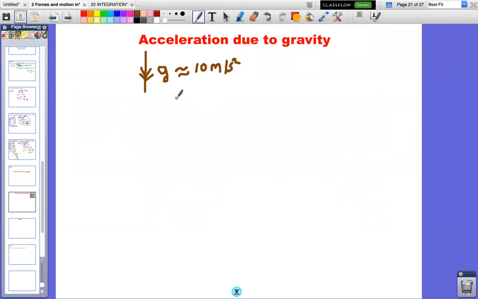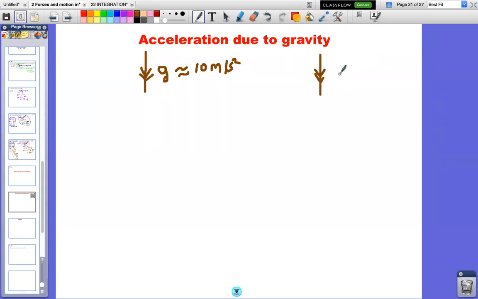I know in physics, those who study physics, we use 9.8, but in your math paper, it's always going to be 10. If you use a different value, you'll get your answers wrong. So always approximate it to 10. Take g to be 10, always, and it's always downwards.